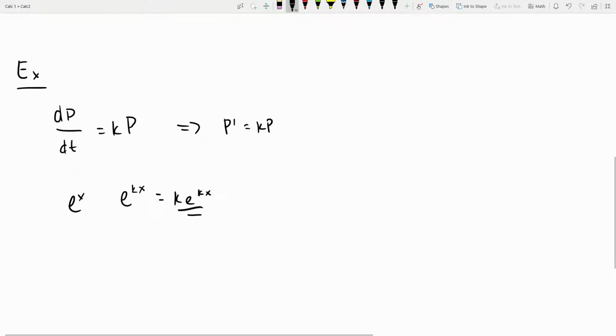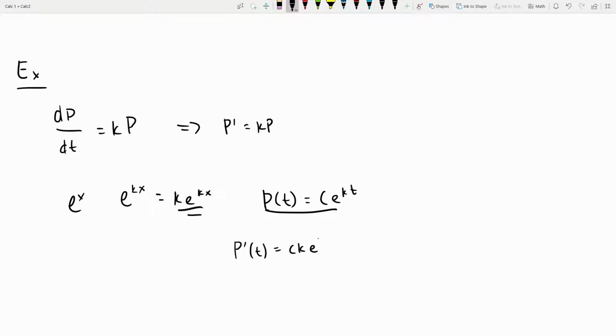So now that we have figured out a function whose derivative is a constant multiple of itself, I'm going to propose that p of t is equal to c times e to the kt, where k and c are both constants. Now if we were to take the derivative of this, p prime of t is going to equal ck e to the kt.